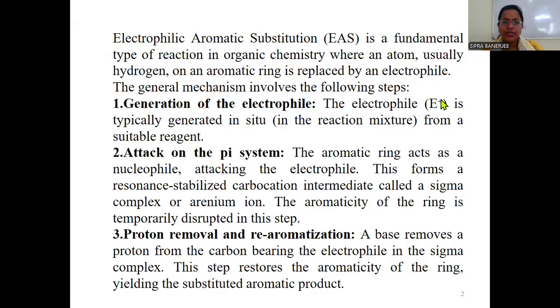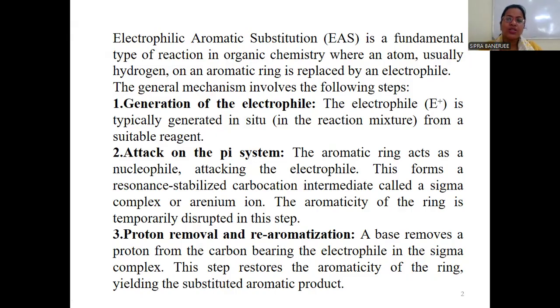The electrophile, that is E plus, is typically generated in the reaction mixture from a suitable agent. The electrophile will have a positive charge and a tendency to react with negative ions. Next, attack on the pi system. In aromatic carbon, there are unsaturated double bonds with lots of electrons, so the electrophile tries to attack those electrons. The pi system is considered as two electrons making a bond, so there will be a reaction of the electrophile.